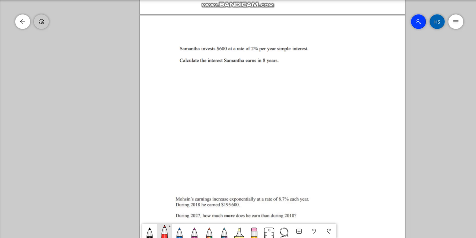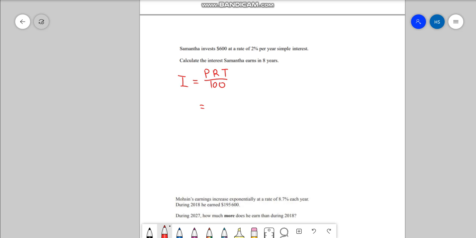So this question is about simple interest. The simple interest formula is I, the I here stands for the interest amount, okay, equals to P. P stands for principal, which means the starting money the person has, okay, and then times R. R is the rate, times T, which is the time, over 100.